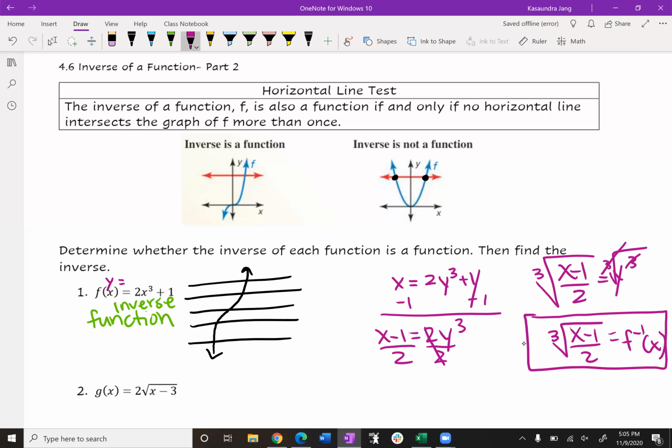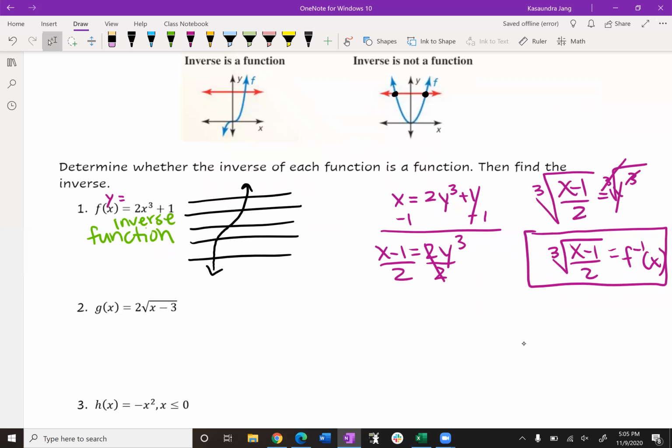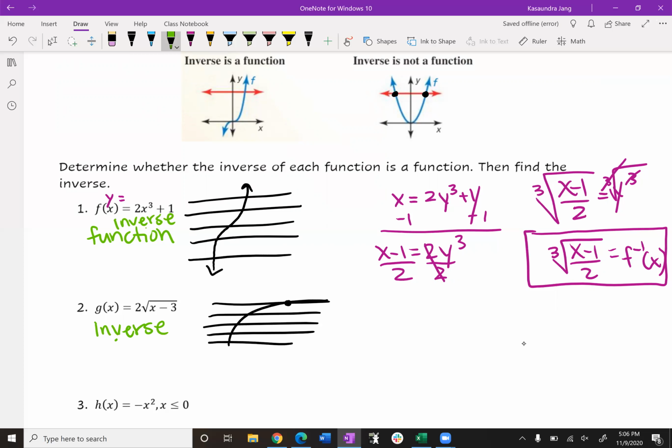All right, so let's do the same thing here on number 2. We are going to determine whether the inverse of each function actually is a function. So I am going to consider my square root graph that looks something like this. Again, I'm thinking of just the parent function, just the square root of x. And if I do a bunch of horizontal lines on this, I think it only hits once. Even this top one, it hits only once. And then the curve continues on. But each of these horizontal lines hits only once, which means that my inverse will actually be a function.